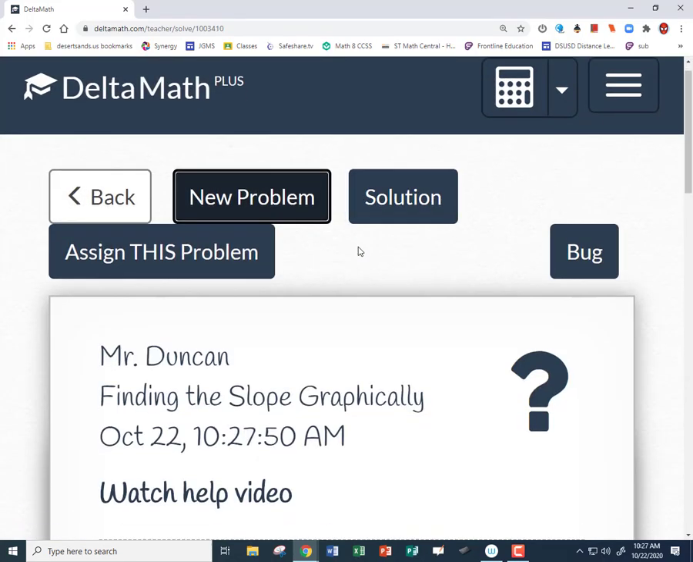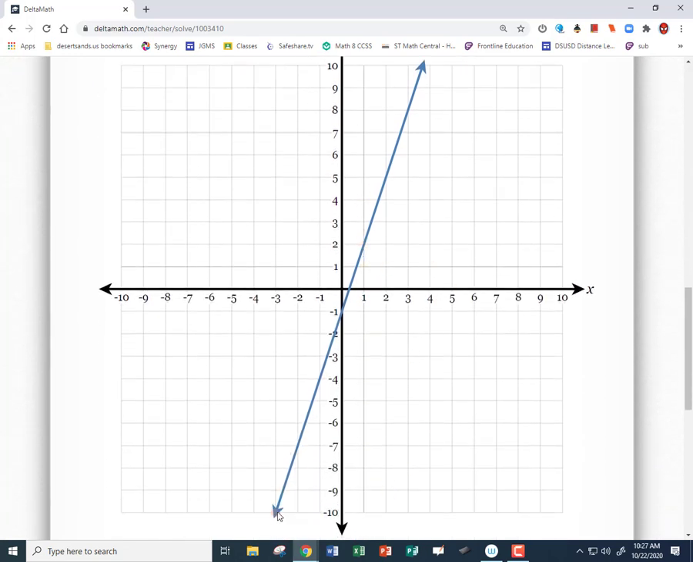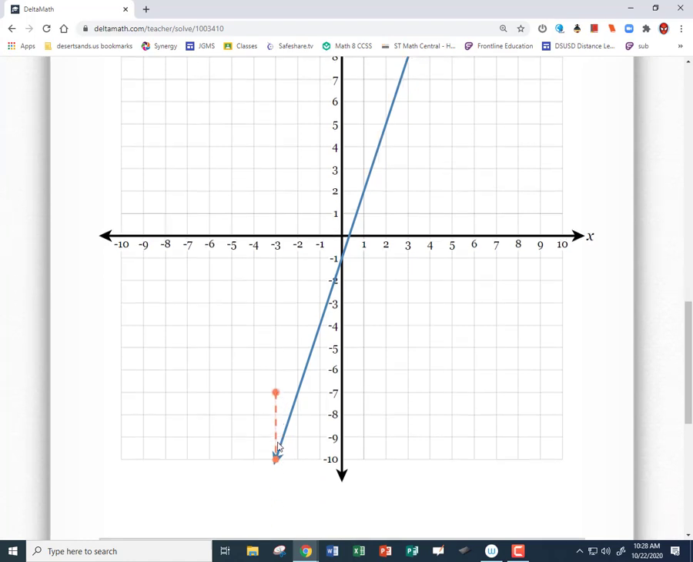New problem. Okay, starting on the left, and it looks like that red dot snapped on the line, so I'm going to go right there. And it looks like that snapped right there. Don't click on that. Now I move it to the left, make the vertical line, and click on it. There's my second click. So I went up 1, 2, 3 units.